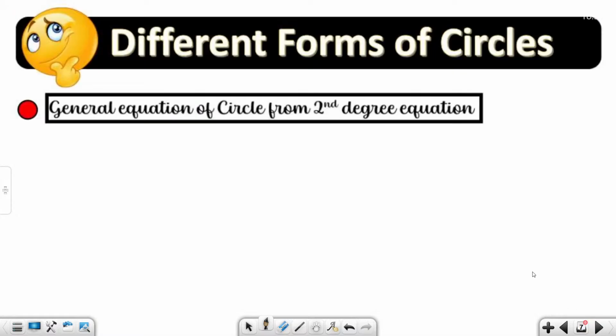Okay. So now let us come for another form, which is called the general equation of a circle. We will learn the general equation of a circle. Right? See, the general second degree equation. We have already learned this thing in straight line chapters.